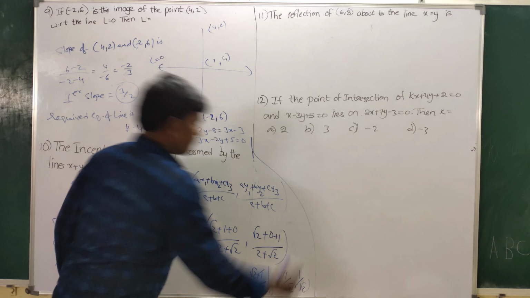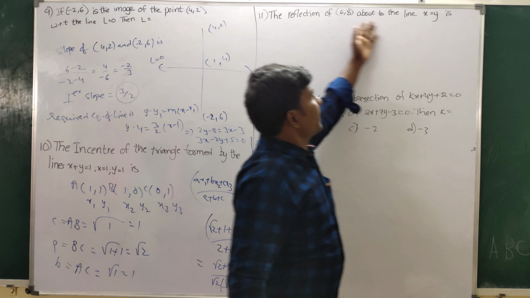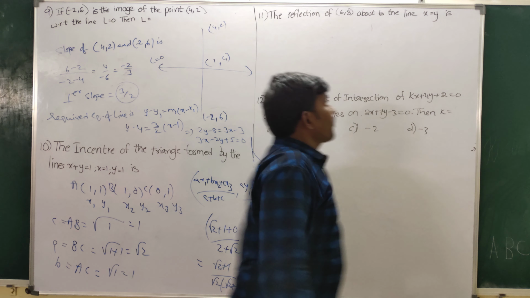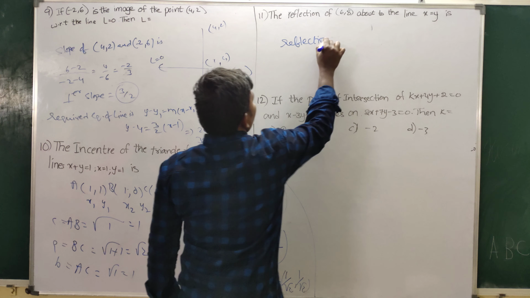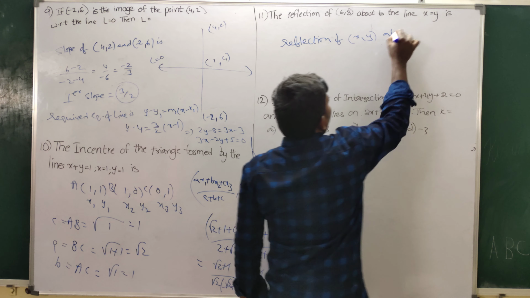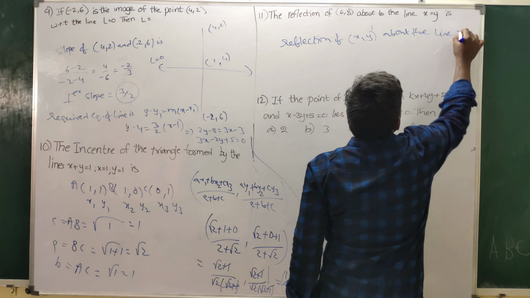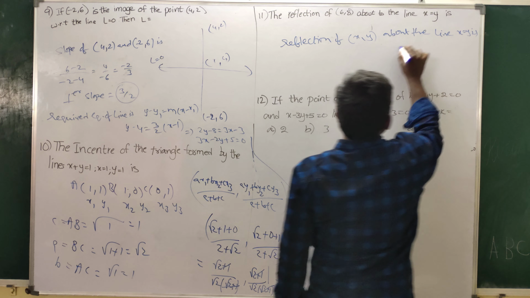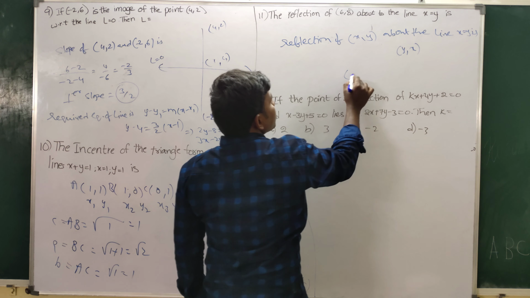Next, the reflection of 6 comma 8 about the line x equal to y is. We have the formula, the reflection of x comma y about the line x equal to y is y comma x. So the answer is 8 comma 6.